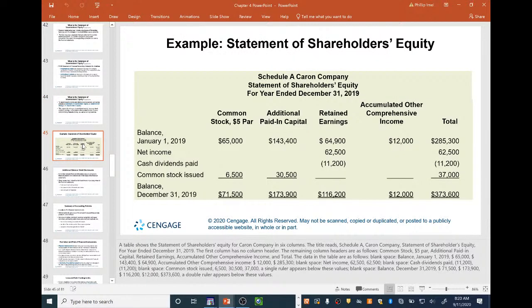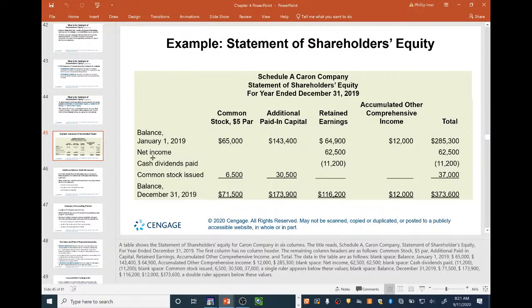So here's an example of a statement of shareholders' equity. We can see on the left-hand side, we have the balance as of January 1, 2019. On the bottom, we have the balance as of December 31st, 2019. And then right through here, we can see the different components of shareholders' equity: common stock, additional paid-in capital, retained earnings, and accumulated other comprehensive income. And then we have the total line, right? So as of the beginning of the year, this is what our beginning balance was, for a total of $285,300. This is what makes up that amount, right? So we're moving from left to right here.